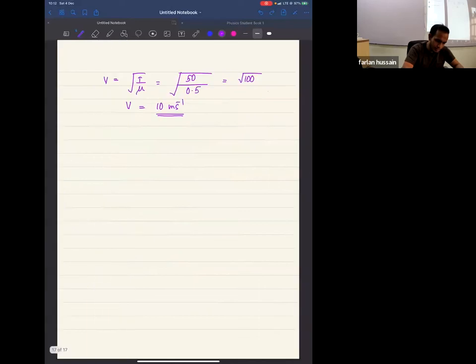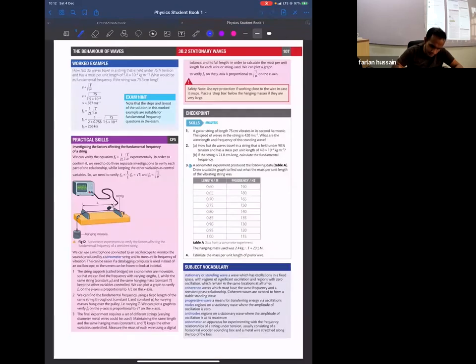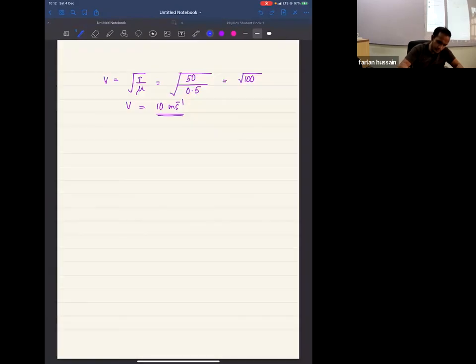Okay. So write down the subtopic. Different shapes of stationary waves.